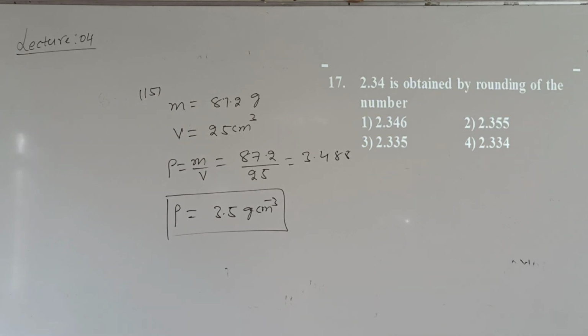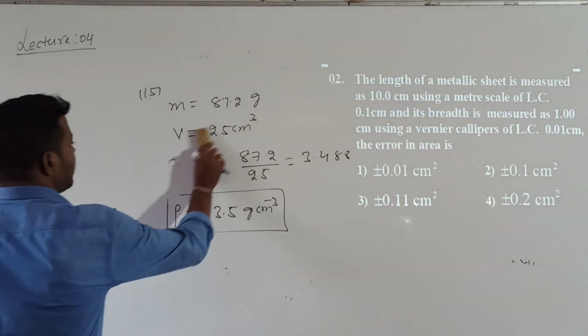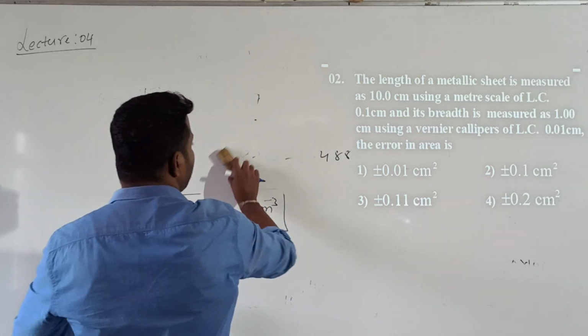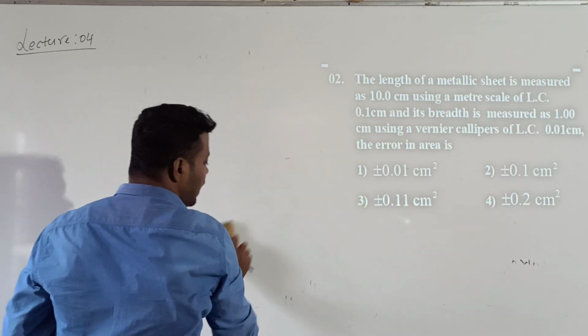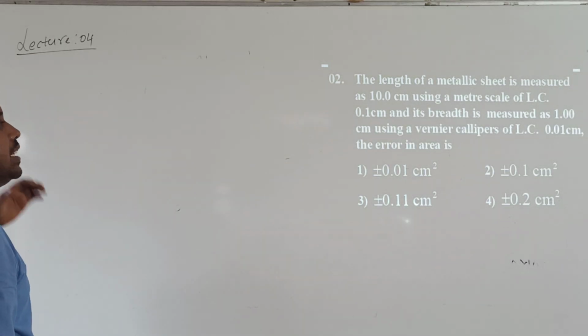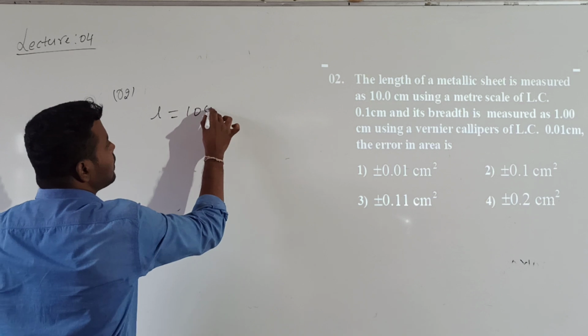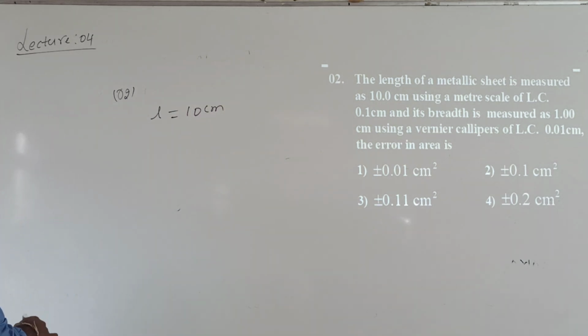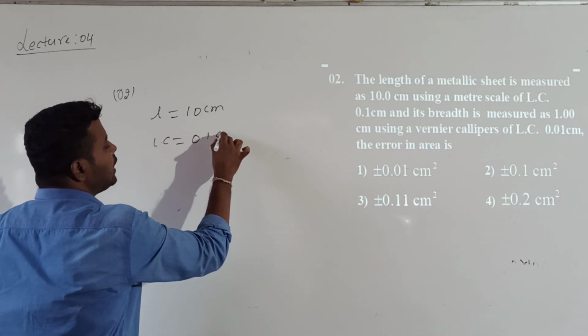Next, after this, exercise 2 and 3. Question number 2 and all the simple models are there, so the remaining exercise 2 has the same models. Now in exercise 3, I selected some questions. The length of a metal sheet is measured as 10 centimeters using a meter scale. For a meter scale, the least count LC is equal to 0.1 centimeter.